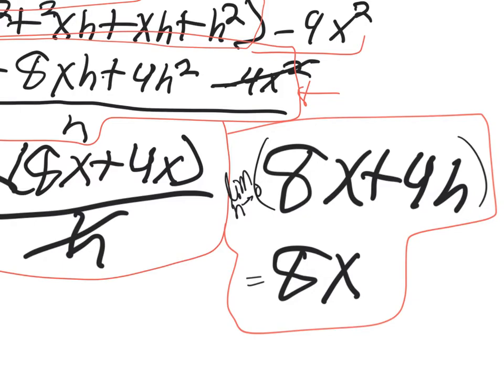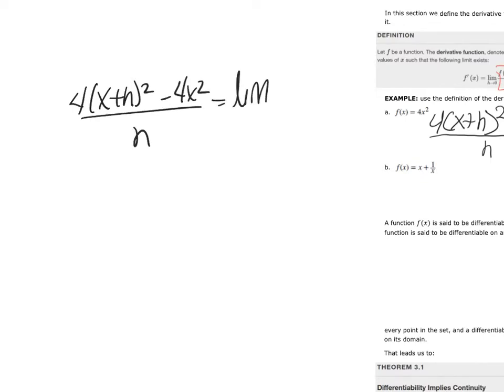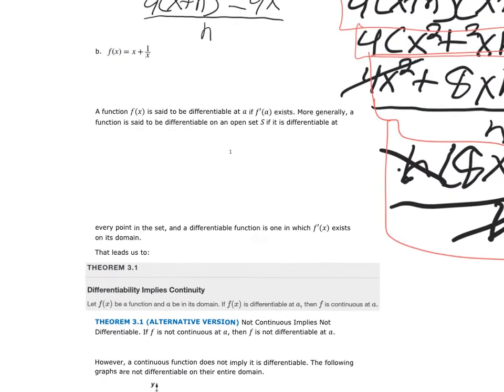So what I'm saying here is, if you go from 4 times x plus h squared minus 4x squared, all over h, and you say this equals the limit, please don't do that, because it's not equal, because the limit wasn't there in the first place. Those are not equal, okay? Good job, thank you. Thank you for coming up and doing that.